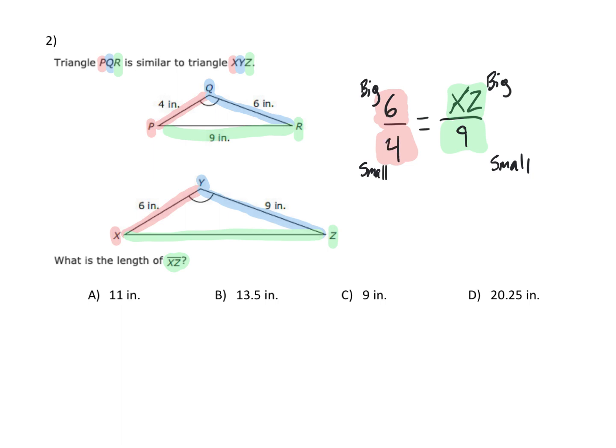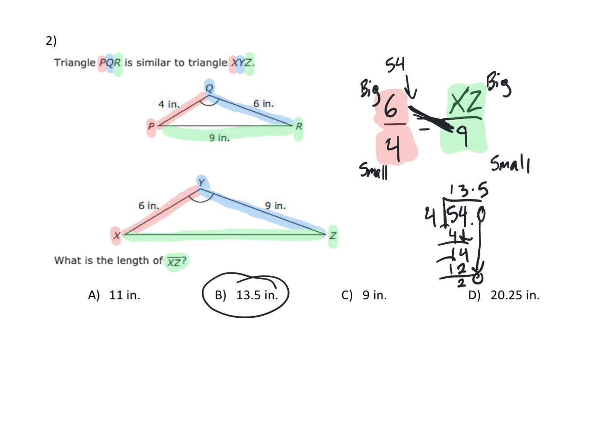So from here we cross multiply. 9 times 6 is 54. Then we divide down: 54 divided by 4. So go top in, bottom out. 4 goes into 5 one time. That's 4. Subtract. 4 goes into 14 3 times. That is 12. We get 2 left over. Add our decimal. Bring our 0 down. 4 goes into 20 5 times. So our answer would be B, 13.5.